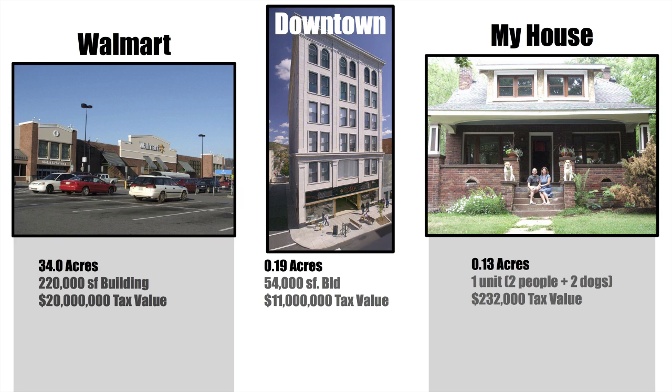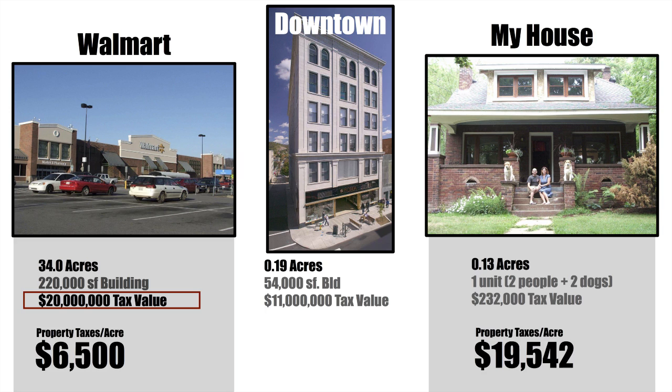Y'all follow me? So, all right, let's take that 1-acre cookie cutter, fly it up in space, and drop it on that Walmart and divide its tax bill by the 34 acres it sits on. This is what it produces per acre. Now, you've had an acre of our building downtown. This is what it produces.